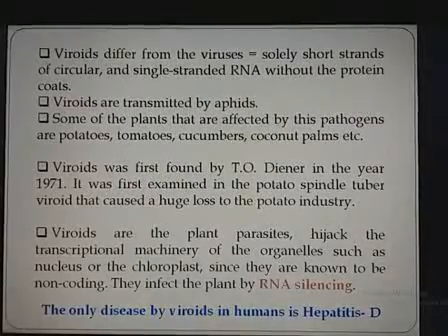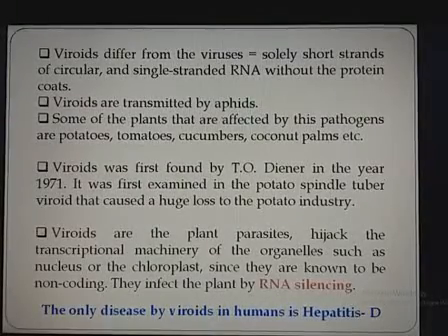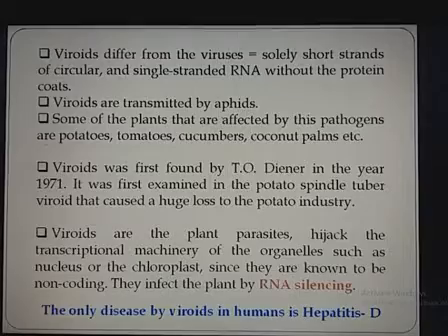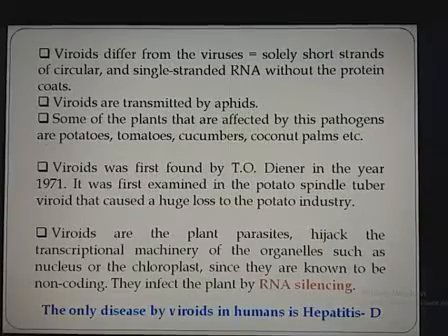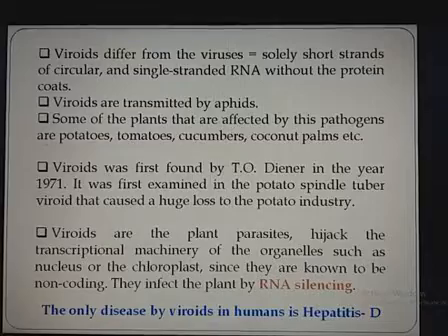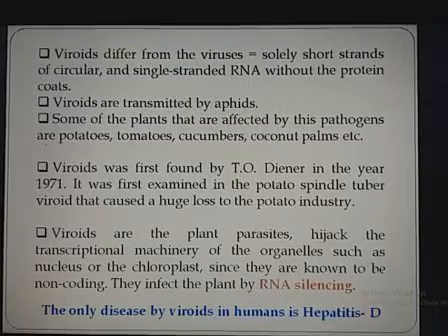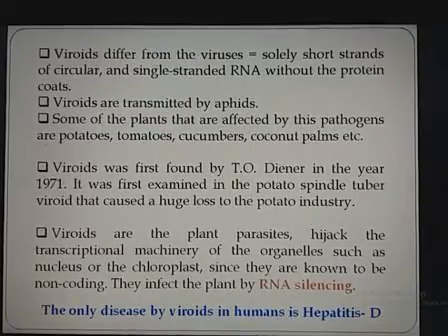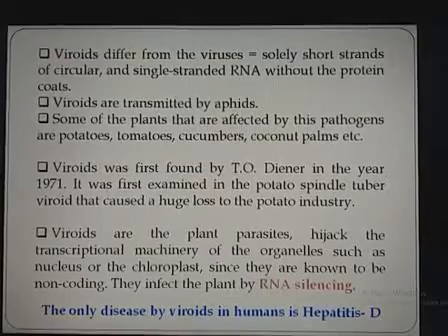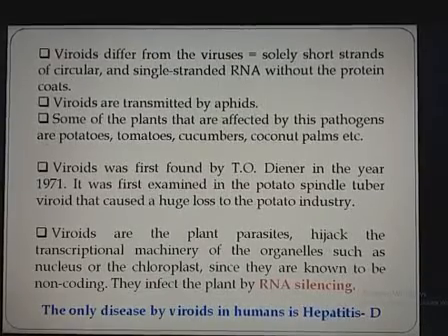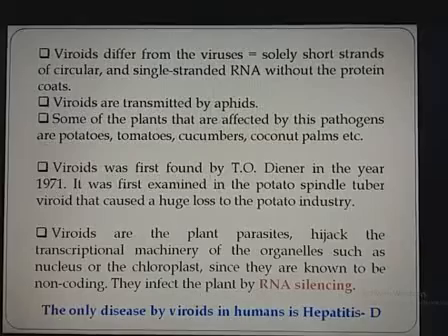Now, what are the characteristics of viroids? How do they differ from viruses? We already know that a virus is composed of either RNA or DNA. But in this case, the viroid is wholly composed of a circular single-stranded RNA, and that particular viroid doesn't have any protein capsid or protein coat. That means the viroid is totally naked in form, and viroids are transmitted by aphids.